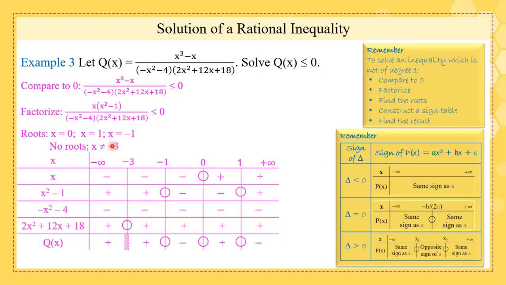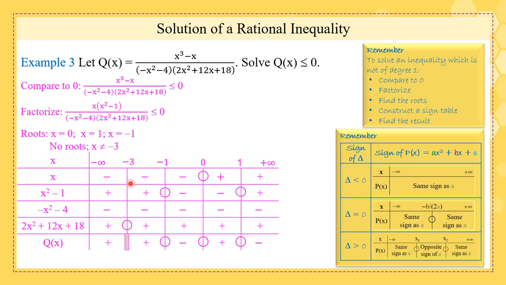Now we draw the sign table. This is a very huge sign table. You see here we have to put all the numbers in increasing order. The numbers that we have, the roots that we have, are negative 3, 0, 1, and negative 1. So we put them in increasing order. Now here we put all the factors, and in fact we have x squared minus 1, we have minus x squared minus 4, and we have 2x squared plus 12x plus 8 as factors.